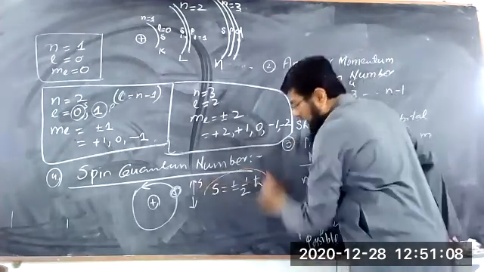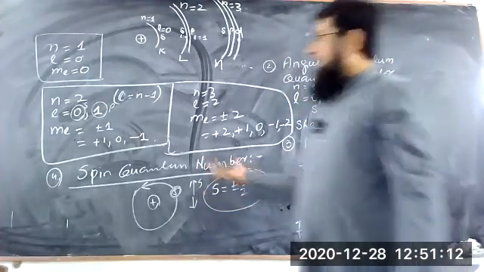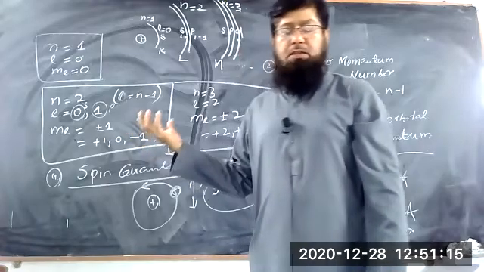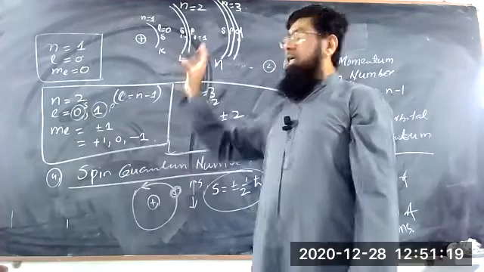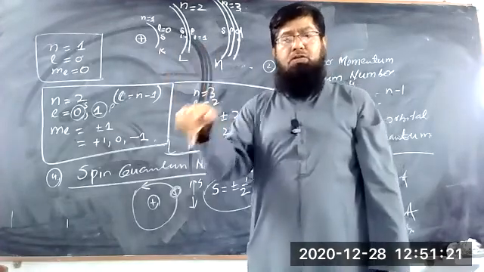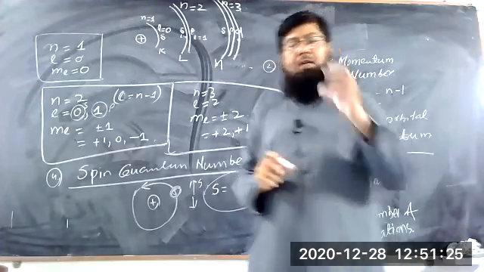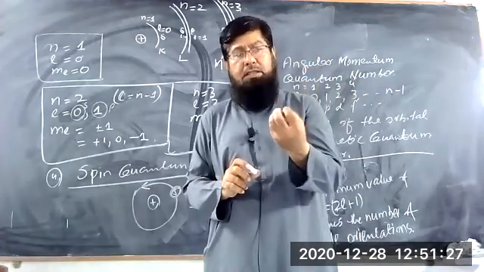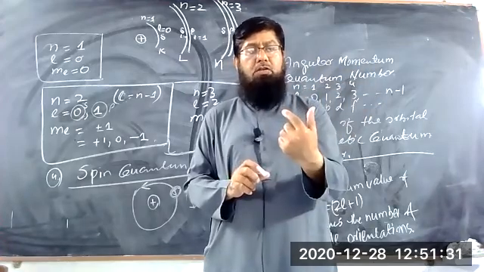So this is known as the spin quantum number. It means these are the four fundamental quantum numbers which completely describe the motion of the electron in any orbital or in any shell, because you know that in the atom, the central part is a nucleus, and the electron is orbiting around the nucleus.